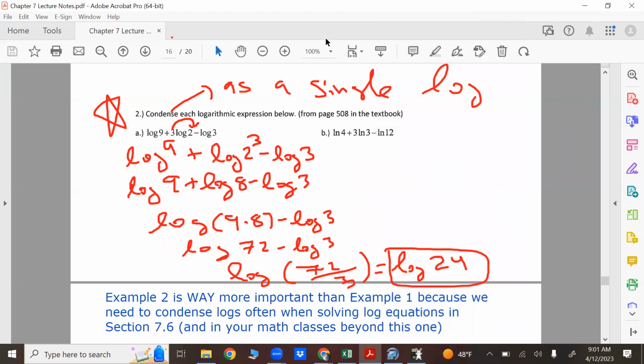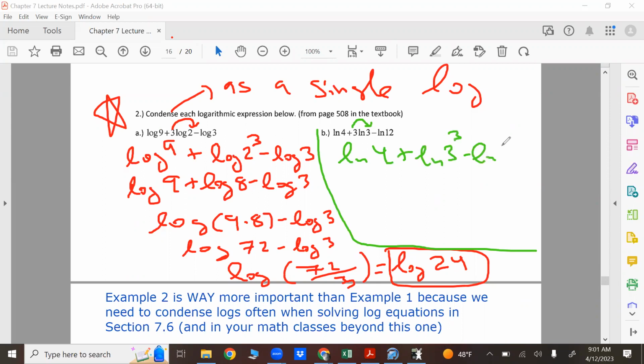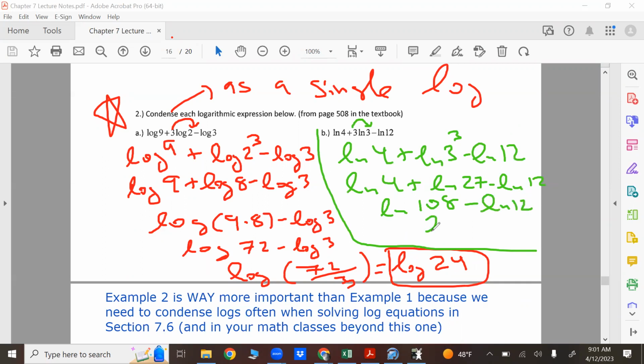Last one. Switch to green for a bit of contrast. And then you guys can do some classwork. Okay, so the 3 should roll to the back, right? So it's ln 4 plus ln 3 cubed minus ln 12. Okay, what's 3 cubed, guys? Thank you, Charlie. And what's 4 times 27? 108. Thank you, Patrick. And what's 108 divided by 12? Good.